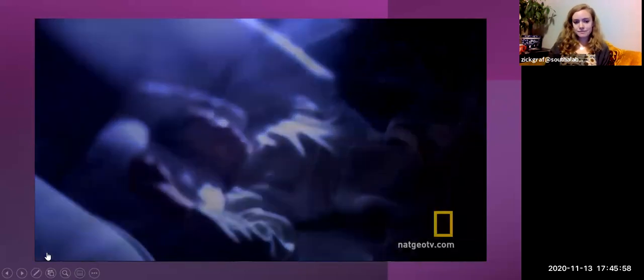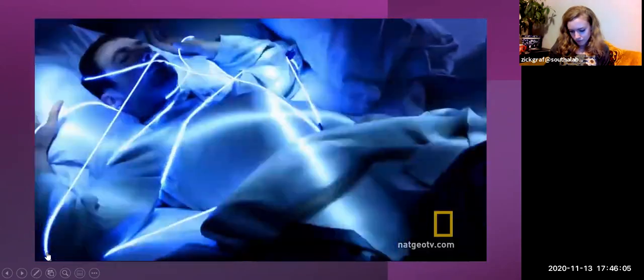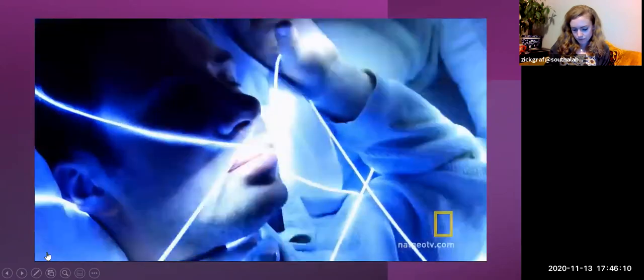Other brain phenomena may be responsible for kickstarting the idea in abductees' minds to begin with. It's called sleep paralysis, and it's a true waking nightmare.